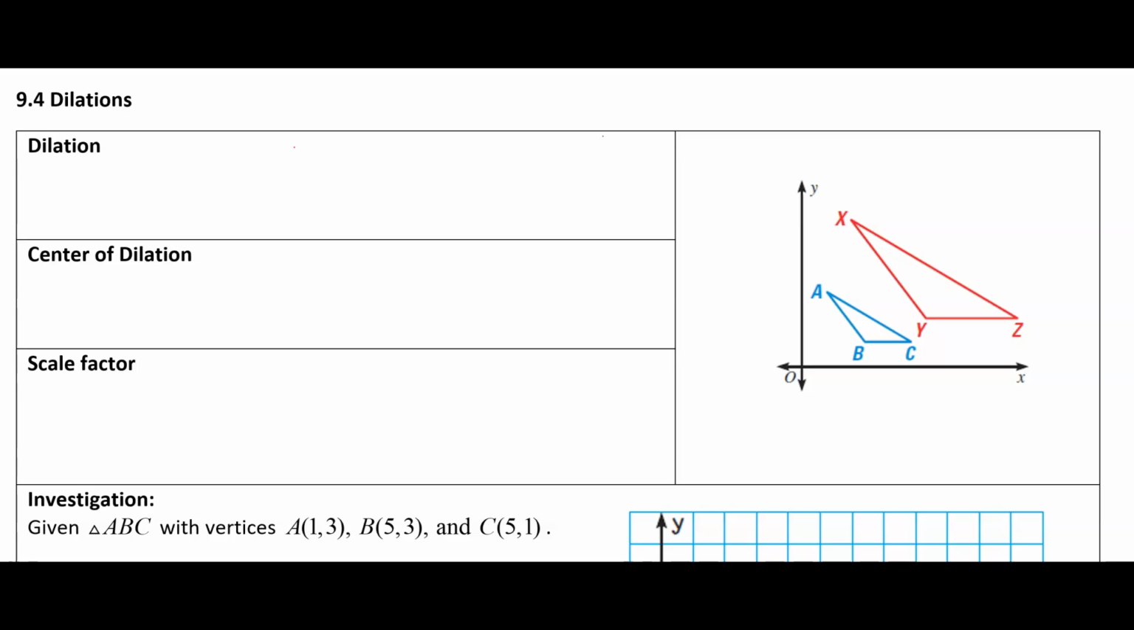In this video module, we are going to be looking at section 9.4 covering dilation. If at any point I go too fast in the video, please feel free to just hit pause and get caught back up. So the first thing we're going to do is define dilation.